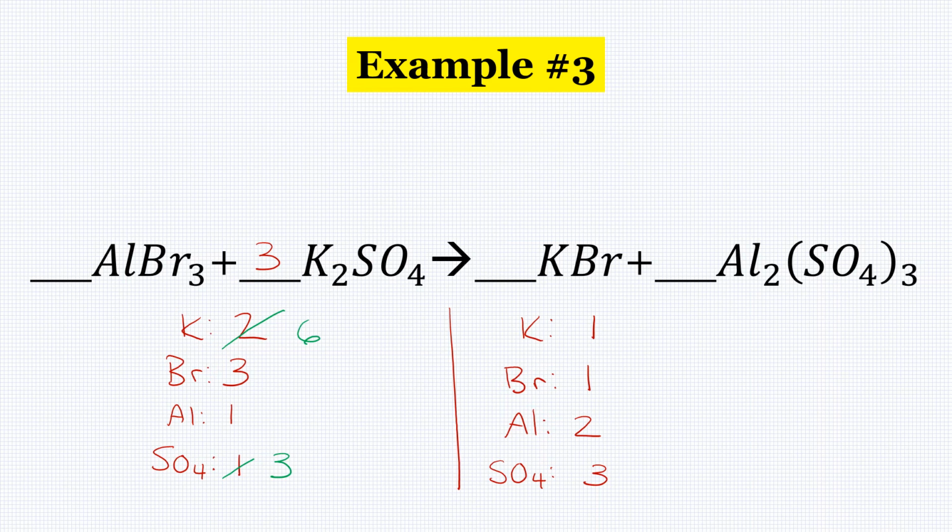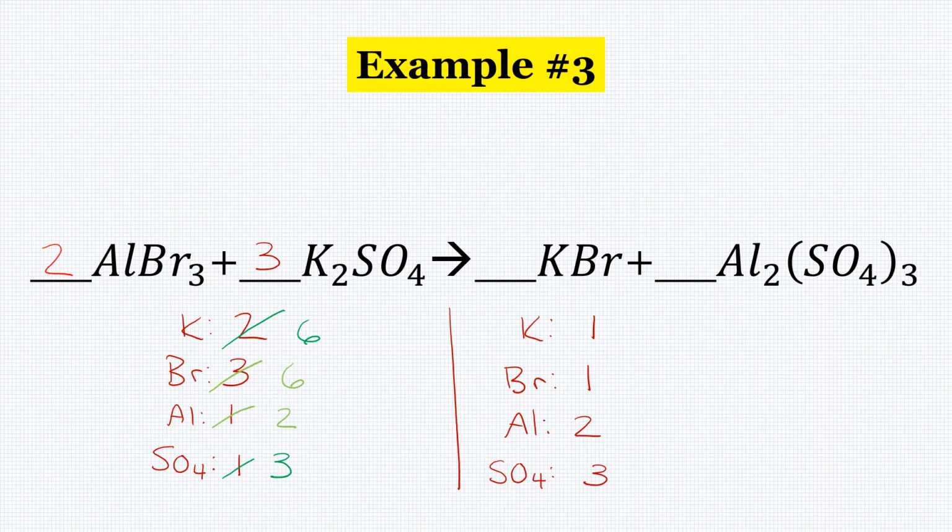Let's see, aluminums. We have 2 on the right. I need 2 on the left. So to do that, I'm going to put a 2 in front over here. So not only does my aluminum change, but I'm also changing my bromine to 6. Because remember, this 2 distributes to both terms.